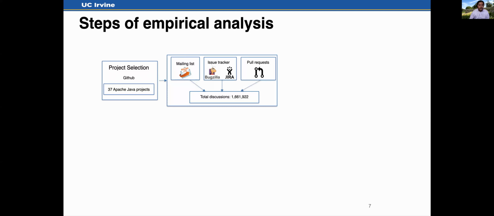So we identified mailing lists, Bugzilla and Jira as issue trackers, and pull request comments. In total, we identified 1.6 million discussions. The entire thread of interactions, which in the case of emails was grouped by the subject header, and in the case of comments was grouped by the issue ID, was the unit of analysis and considered as a discussion in our work.